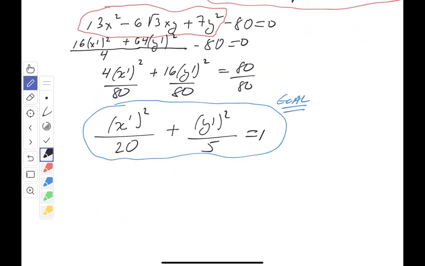So I'm going to draw my picture down. This is a picture X prime, Y prime. I'll never do great pictures. I know that. And I'm looking at it. If I set Y to be 0, X prime would be plus or minus root 20. Not a great looking picture. And if I set X to be 0, Y prime would be plus or minus root 5.